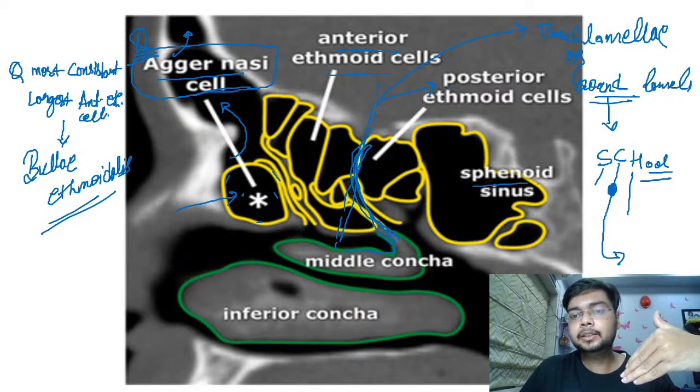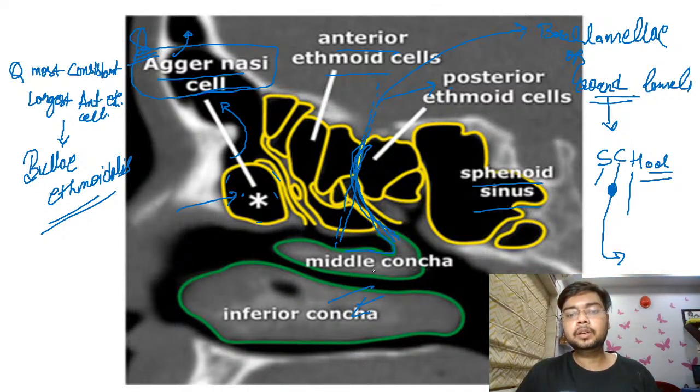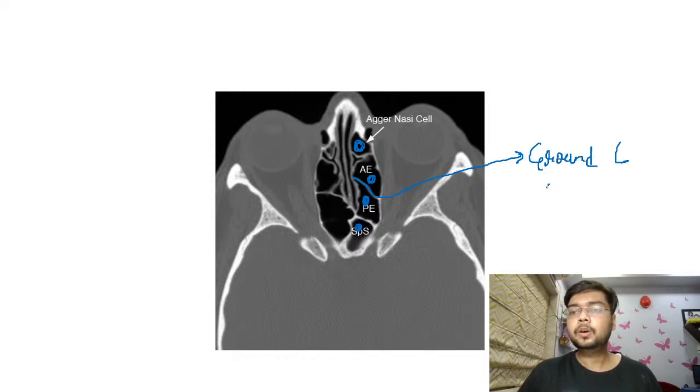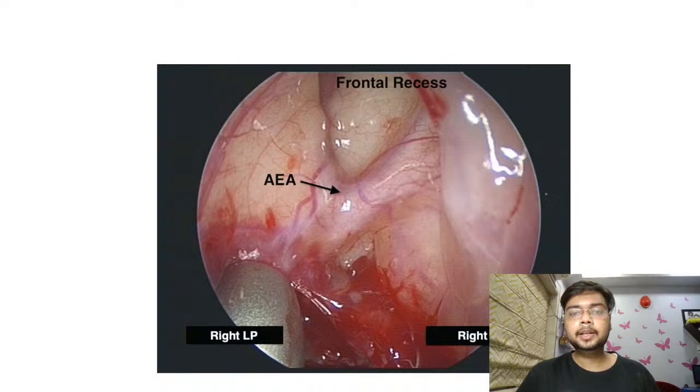And behind this is the sphenoid sinus. This is your middle turbinate, and this is your inferior concha. So we have discussed a lot more with this CT scan. Again, this is your agger nasi, anterior ethmoidal cell, posterior ethmoidal cell, sphenoid sinus. This bony partition was the thing I was talking about, which is called ground lamella or basal lamella, right?